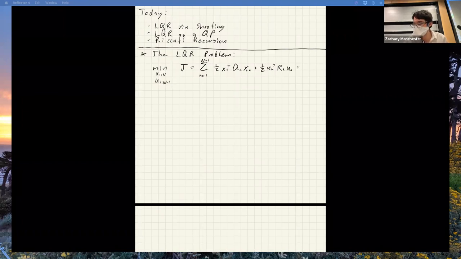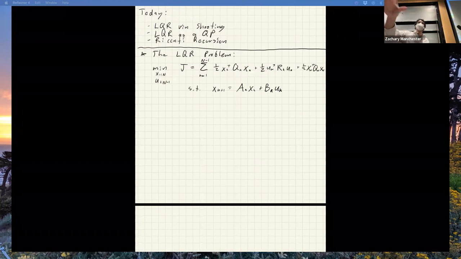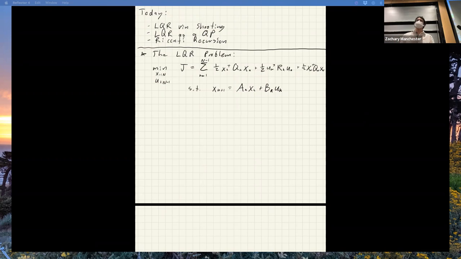And then we have a terminal cost term. And then we've got linear dynamics constraints: x_{k+1} equals A_k x_k plus B_k u_k. And again, the A's and B's can be time varying. That's what you would get in, for example, a trajectory tracking problem. Or they could be time invariant, constant for all time, which is what you would get if you're trying to stabilize an equilibrium point, like a balancing problem or something like that, right?